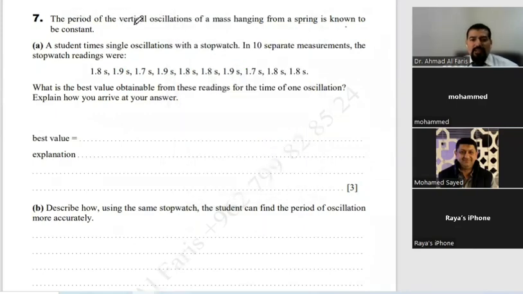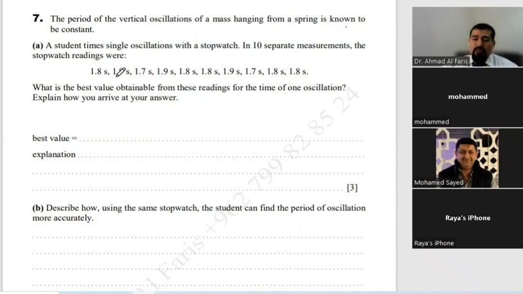The period of vertical oscillation of a mass hanging from a spring is known to be constant. If I have a pendulum and it swings, the time for the pendulum to swing from here and return back to here is supposed to be constant for a constant length of pendulum. Whenever the pendulum is longer or shorter, the time will be different, but the time remains constant for the same length.